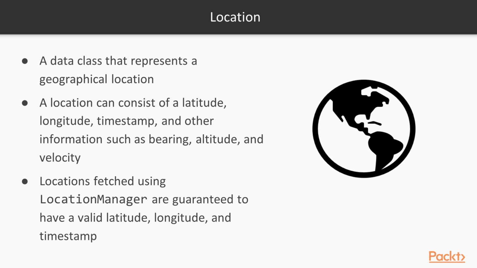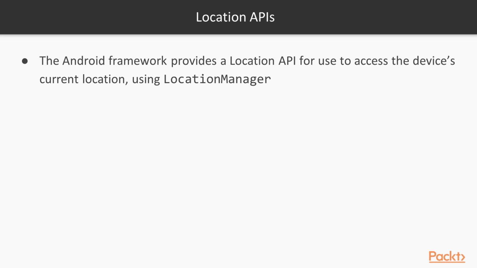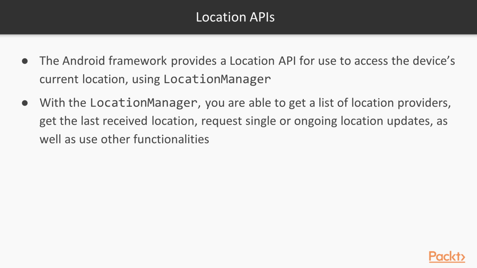Now, with that being said, the latitude and longitude values can be inaccurate, but when they say valid, they mean they're not default values. The Android framework provides a location API for you to use to access the device's current location by using the Location Manager class. You don't actually directly instantiate this class. This class wraps the location service running on the Android system. So to grab a reference to this, you would call context.getSystemService and cast to the type Location Manager. With the Location Manager, you're able to get a list of location providers, as well as the last received location, request a single location update, or receive a stream of location updates.